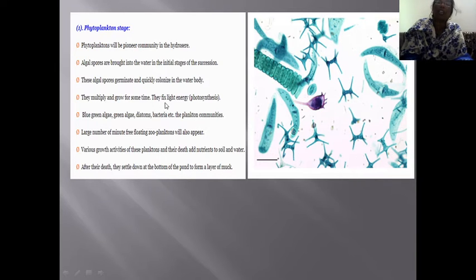They fix light energy for the process of food formation, and that process is termed photosynthesis. These phytoplanktons are plants, and among them blue green algae, green algae and diatoms arrive along with certain bacteria. These are also present in that aquatic habitat. These phytoplanktons are the pioneers of the hydrosere stages.